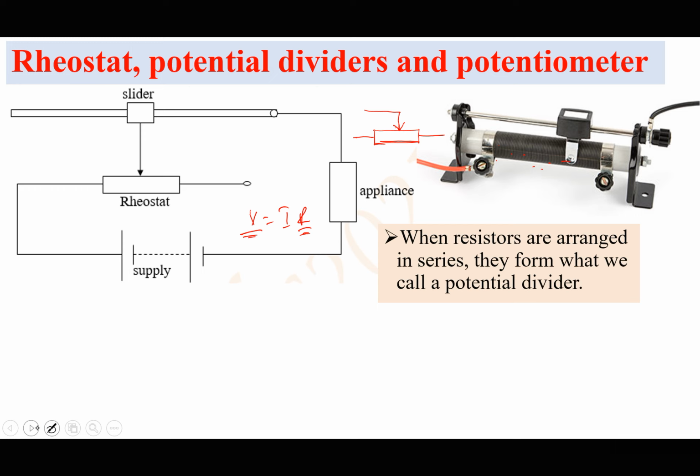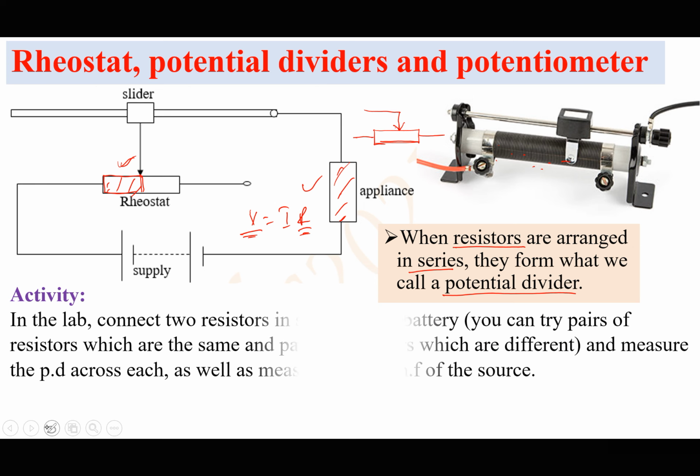When resistors are arranged in series, they form what we call a potential divider. So part of the resistance wire of the rheostat is going to be in series with the appliance. So this component here and this component are in series, and when resistors are arranged in series, they divide the potential. So they act as potential dividers. They divide the potential supplied to them in the ratio of the resistances. So we call them potential dividers.